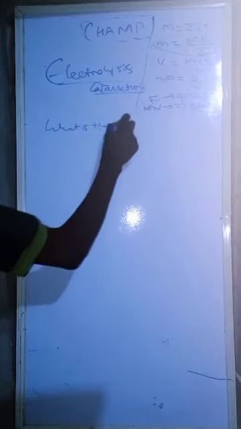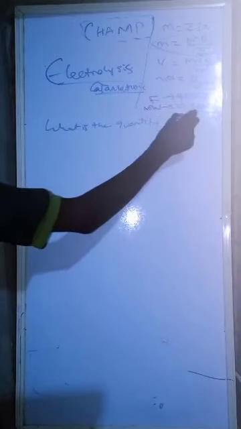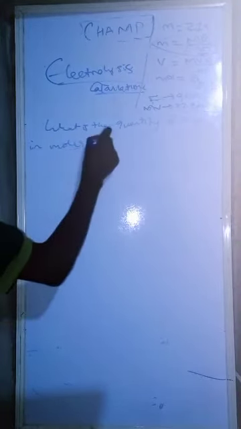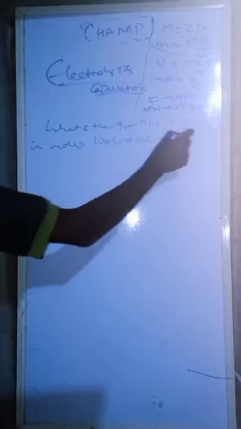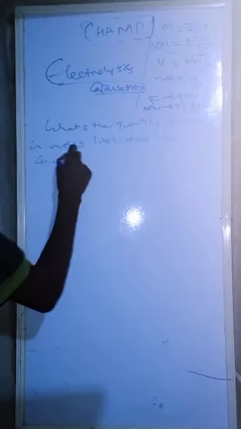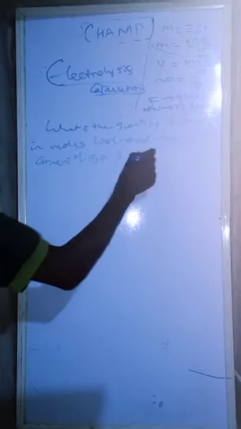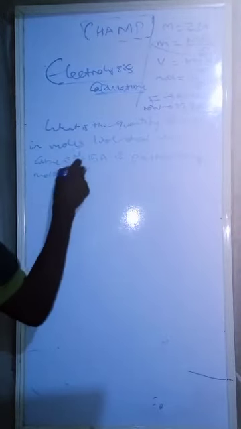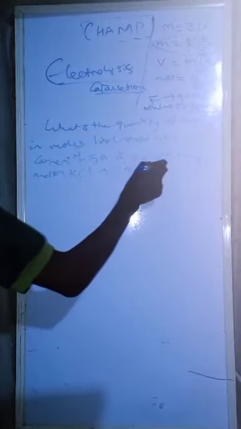I will say you should try this on your own and see if you've really gotten the concept well. What is the quantity of chlorine in moles liberated when a current of 15 ampere is passed through molten potassium chloride in 1930 seconds? Let's solve it now.